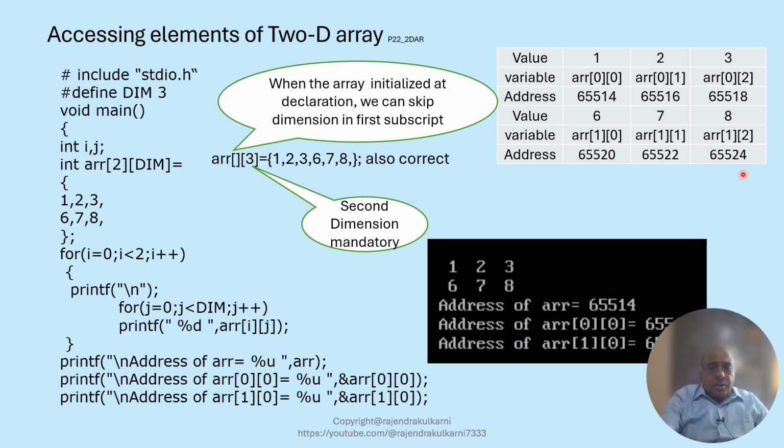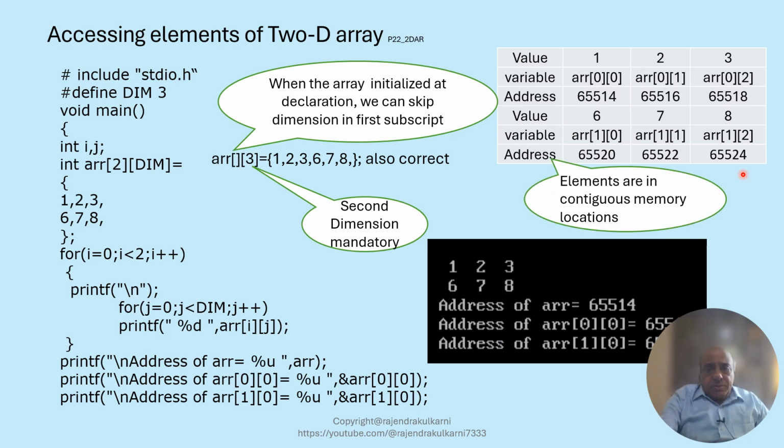So what we understand from this is that the elements of a 2D array are located in contiguous memory locations. Here we can see from 65514 to 65524, these 12 memory bytes have been assigned to the array ARR by the compiler.